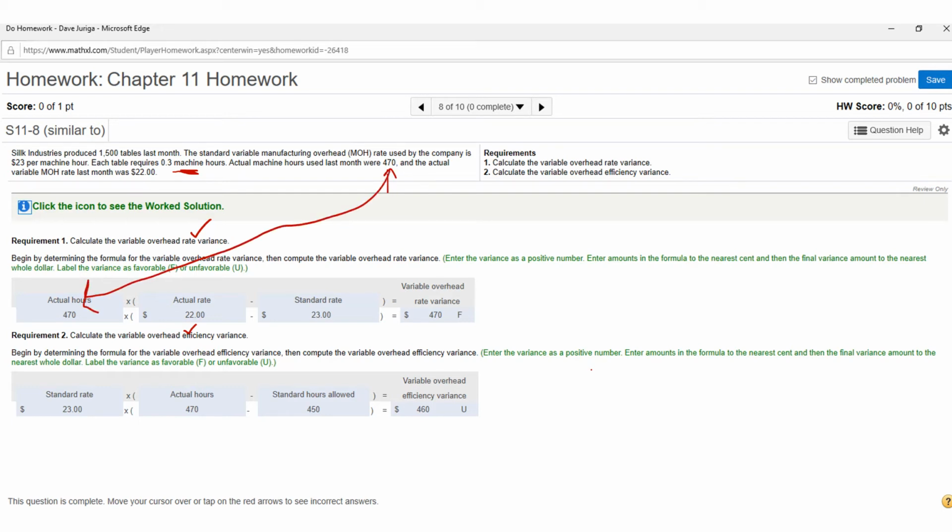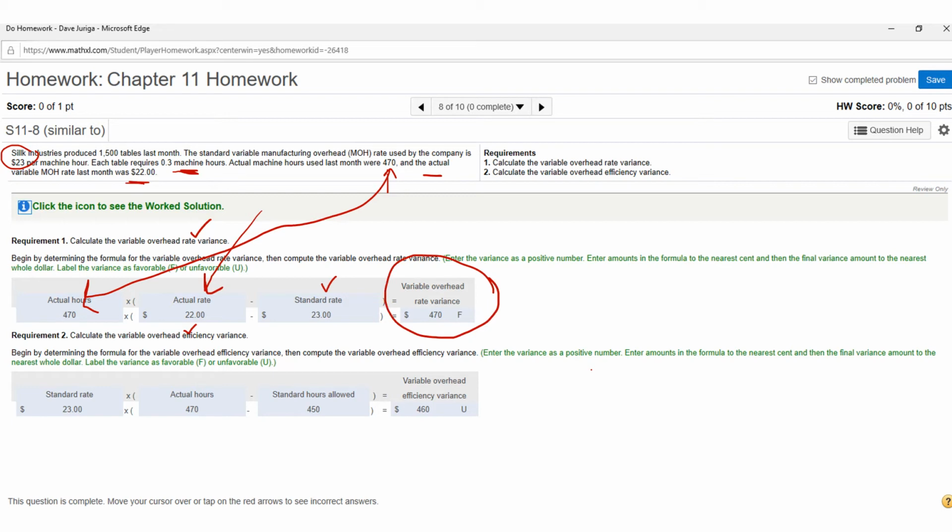And then now we want to know what we actually pay. They're going to give you the rate. So they actually tell you the actual variable overhead rate for the last month was $22, so there's your actual rate. And the standard rate they also gave you right up there, which is $23. So you beat the standard rate by $1. So the difference, 1 times 470, would be a favorable rate variance of 470.